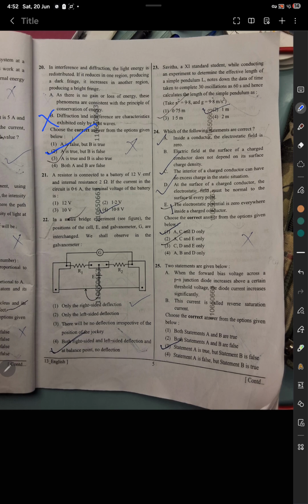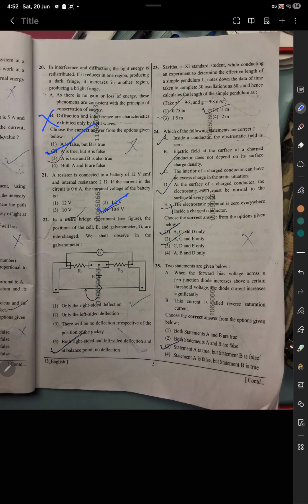Question number 21. A resistor is connected to a battery of 12 volt EMF and internal resistance of 2 ohm. If the current in the circuit is 0.6 ampere, the terminal voltage of the battery is, option number 4, 10.8 volt is correct.